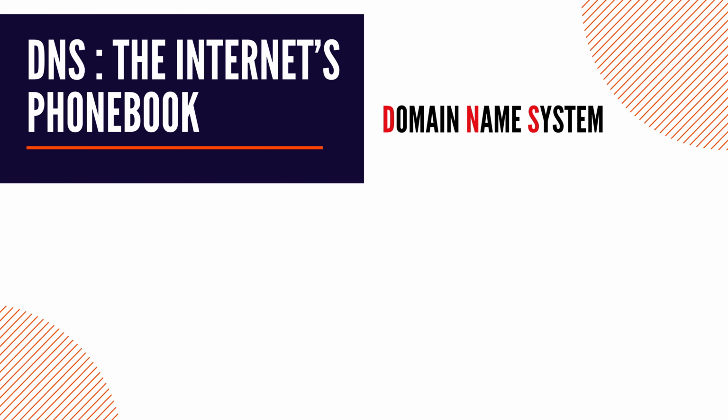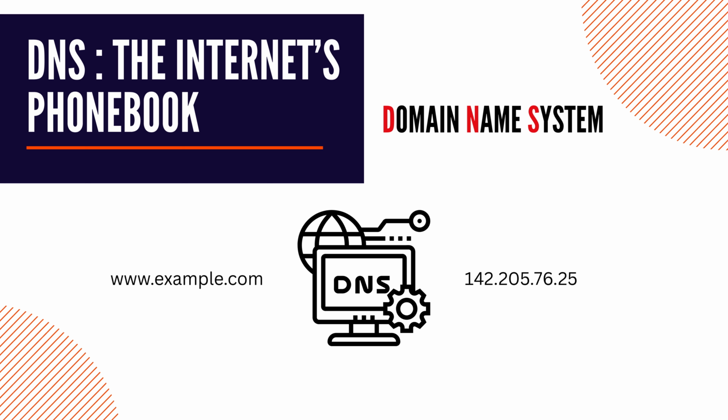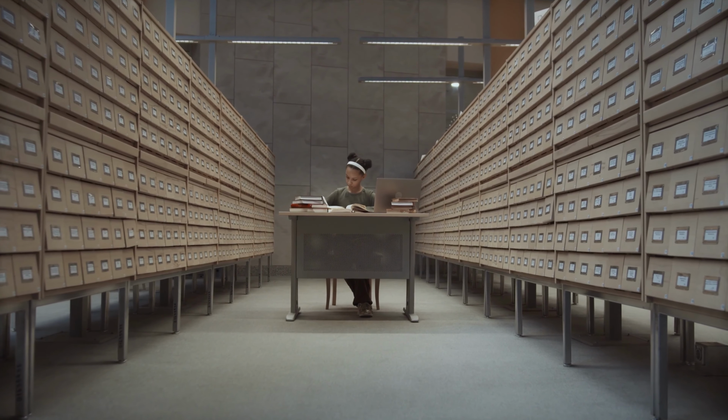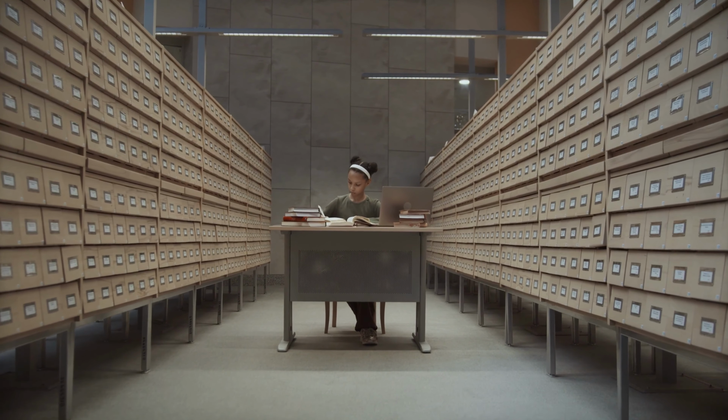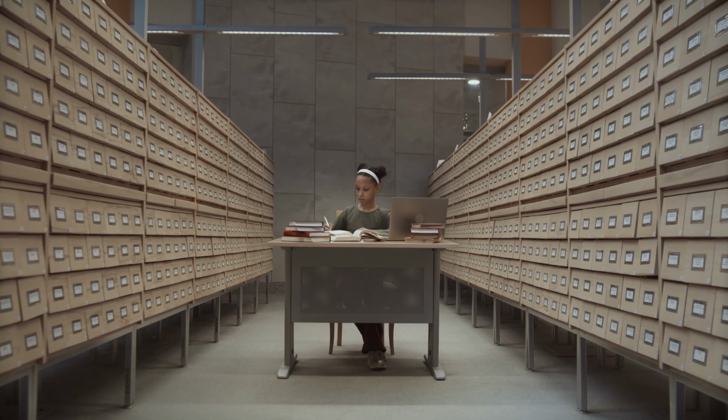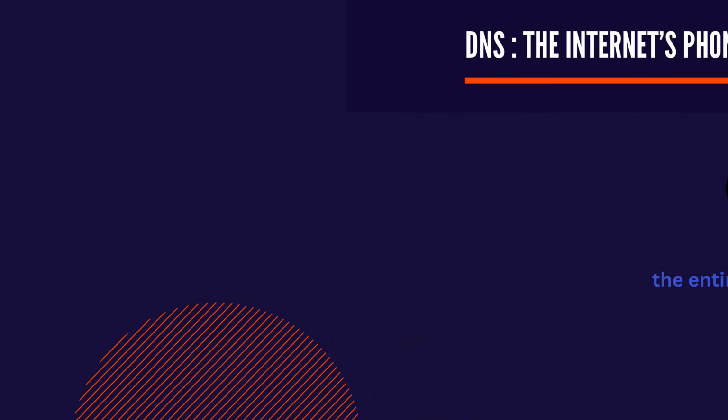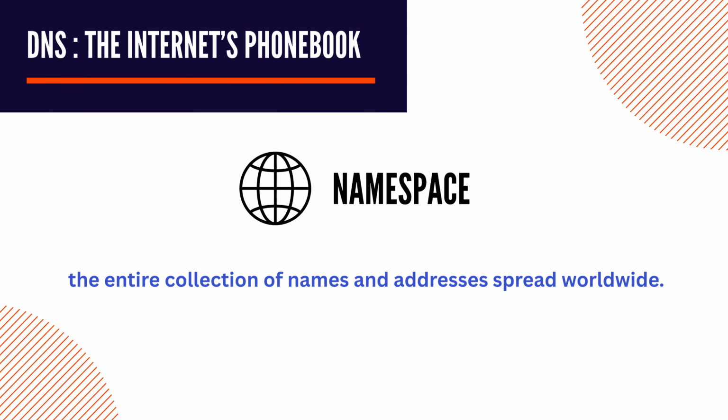DNS, the internet's phonebook. Computers don't route to names, they route to IP addresses. So how do names like www.example.com become addresses? Enter DNS, the Domain Name System, a global distributed directory. DNS is like asking a well-connected librarian. If they don't know an answer, they point you to someone who does, until you reach the exact shelf with the card you need. DNS has three big pieces.